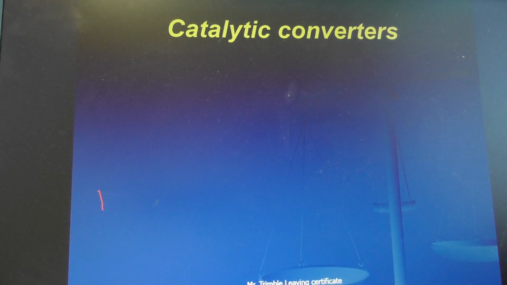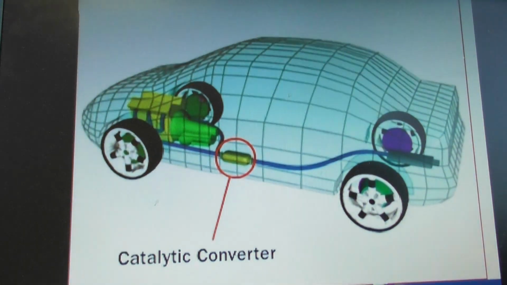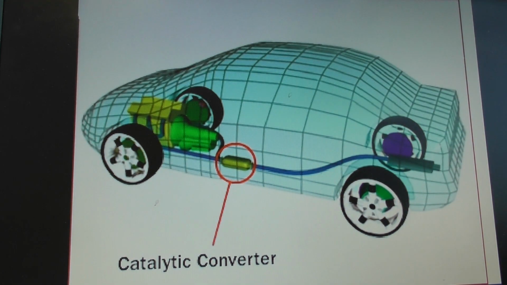So guys, a couple of applications now of rates of reactions, and more specifically catalysts. The first one we'll look at is a catalytic converter. Effectively, a catalytic converter is placed into the exhaust system of a car. Here you see it marked in just after the engine.